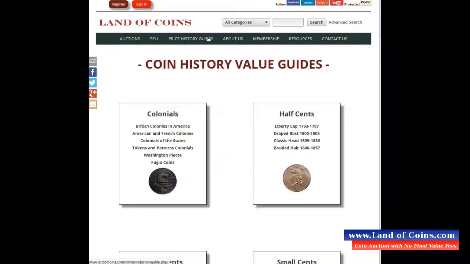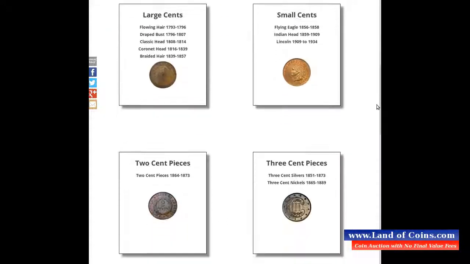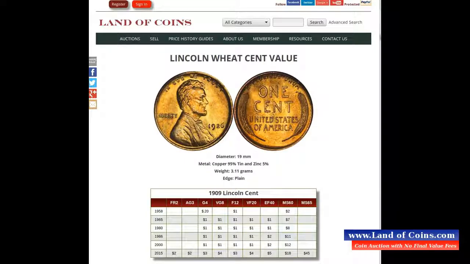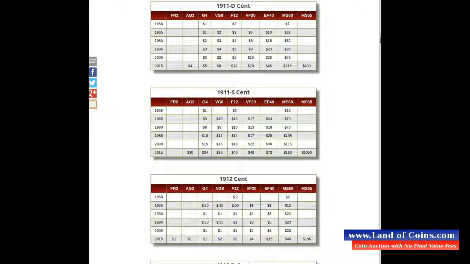You can look at them on the price history guides and check out all the coins, all the way down to Lincolns. We even have Lincoln cents. If you collect pennies, you can see how the values go up with the grades. Here, 1911S, 1958, mint state was $12. It's a lot of money back then. Now, the 2015, it's worth $160 in mint state, or more, depending on the mint state grade that it is.